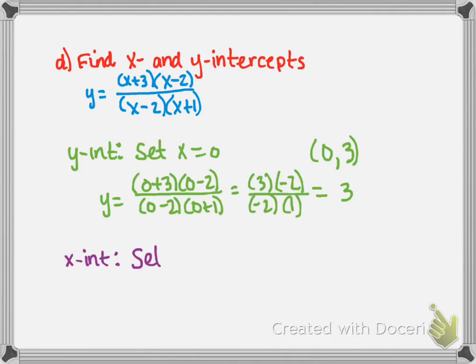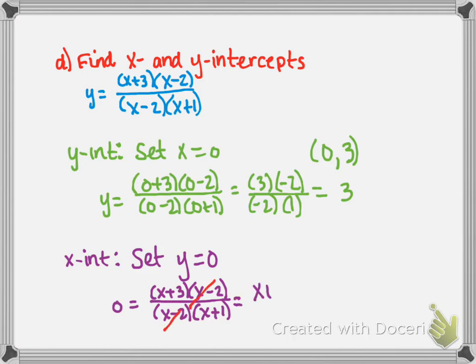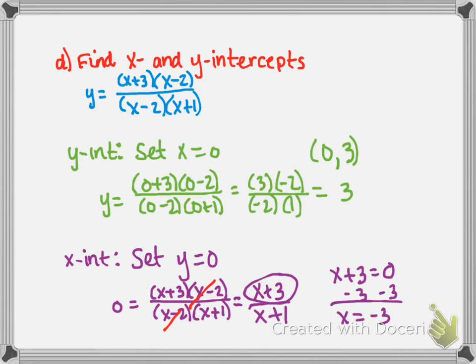To find the x-intercept, set y equal to 0. So 0 equals x plus 3 times x minus 2 over x minus 2 times x plus 1. We want to cancel factors if we can. So 0 equals x plus 3 over x plus 1. So for x plus 3 over x plus 1 to equal 0, its numerator must equal 0. So we're going to set this numerator equal to 0. x plus 3 equals 0. Solve for x. x is negative 3. So we have an x-intercept at negative 3, 0.